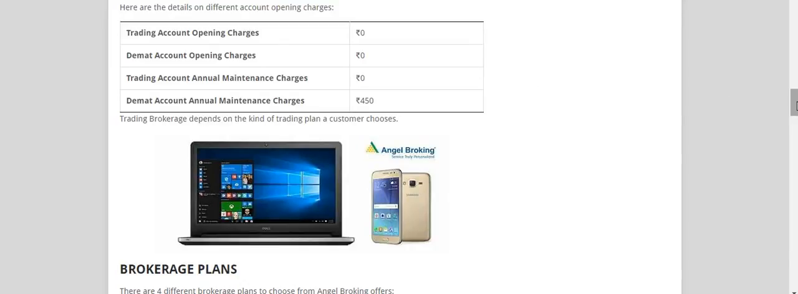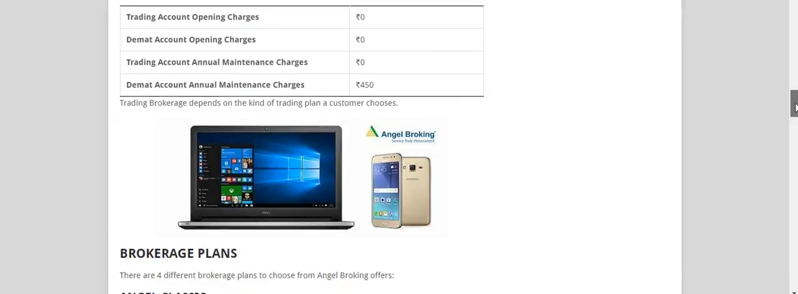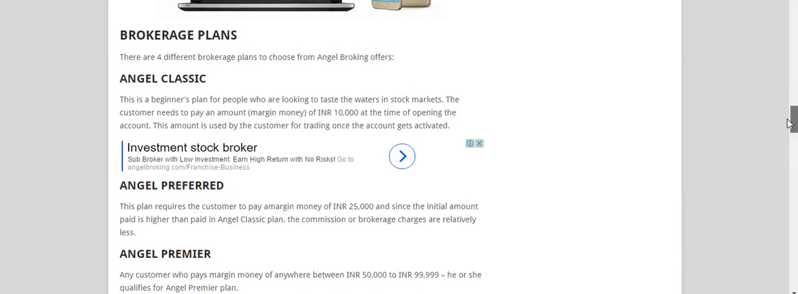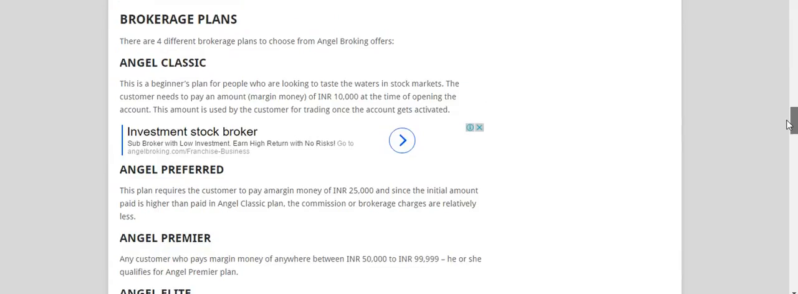They range from 0.4 to 0.16, and it really depends on what kind of plan you are with. They've got four plans: Classic, Preferred, Premier, and Elite. The differentiation of these plans is the margin money you put in. If you take the basic plan, Angel Classic, you need to pay 10,000 rupees as margin money, which is your commitment that you're going to trade for that amount of money for a period of time. And then you'll be charged 0.4%.